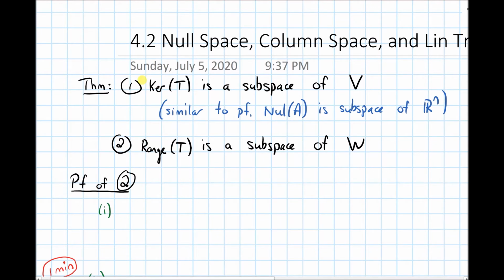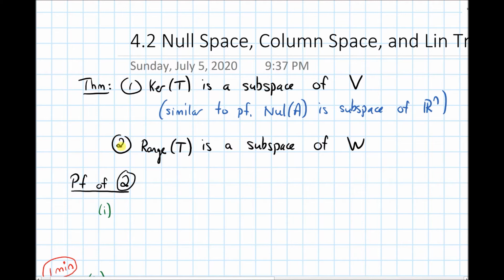Okay, so the theorem is, I think, kind of what we'd expect. It's an analog of something for the null space and the column space. So the first part of it says that the kernel of T is a subspace of V. Like we noticed in the picture, the kernel lives inside of V, inside of my domain. So the proof of this is really similar to the proof that we gave that the null space is a subspace of Rn. So I won't give a proof for part 1.